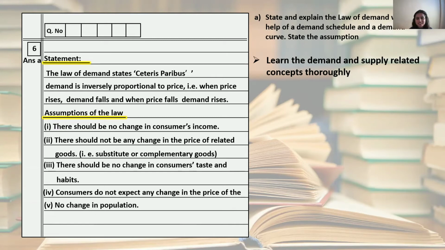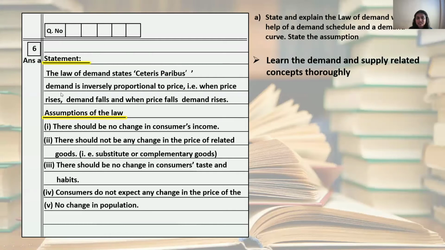Now, what are these other things? They are the determinants of demand and supply, right? So this is how you write a statement. The law of demand states ceteris paribus, demand is inversely proportional to price. That is, when price rises, demand falls, and when price falls, demand rises. This is your statement. This is how you will explain it.